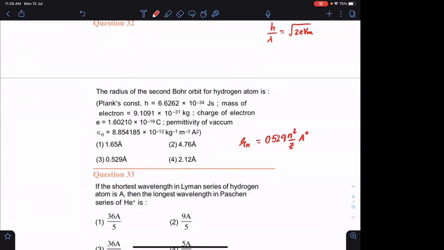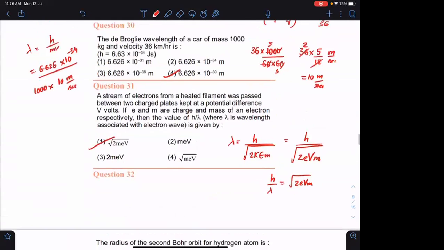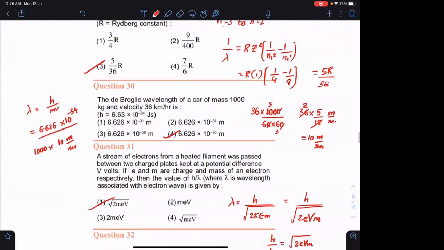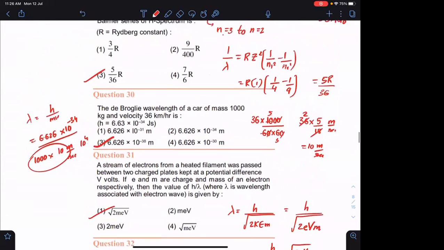Sir, question 30 mein answer option C hoga na? Haan sir hoga. Sorry, it is 10 raised to 4. Haan, this is 10 power 4. Maine cancel kar diya. Answer is option C. Thank you. Option C. If you have any doubt, let me know. Okay.